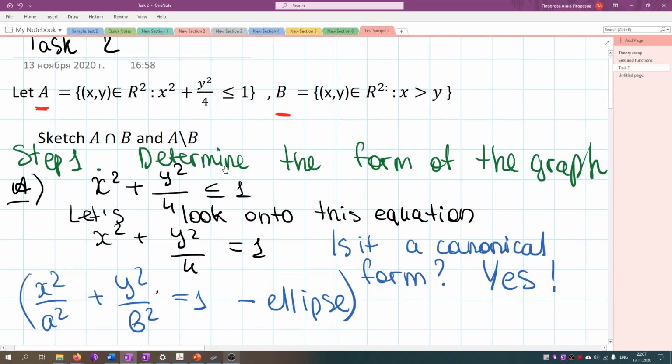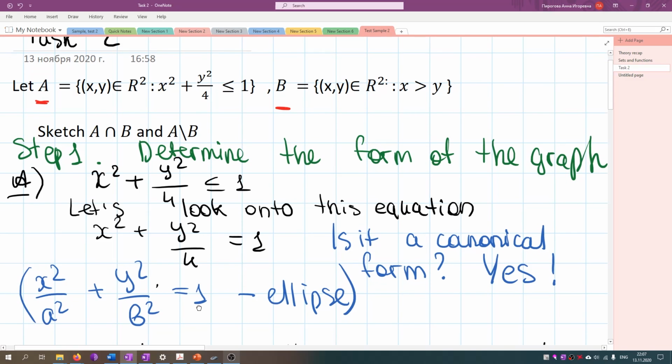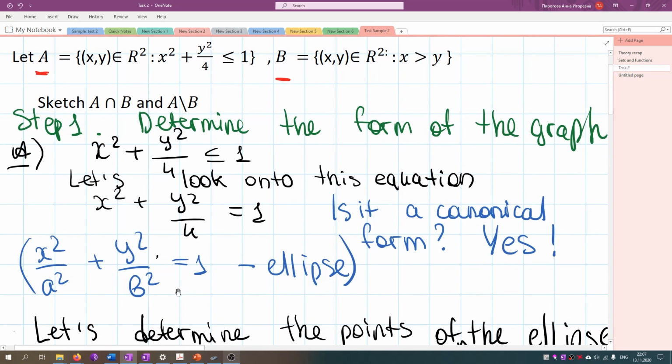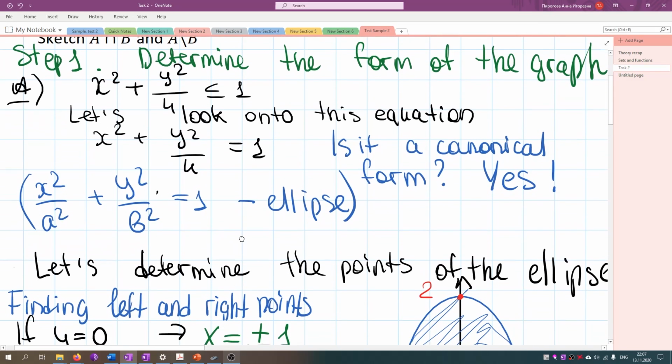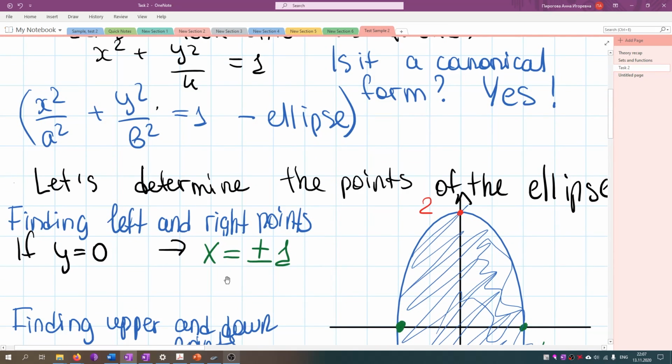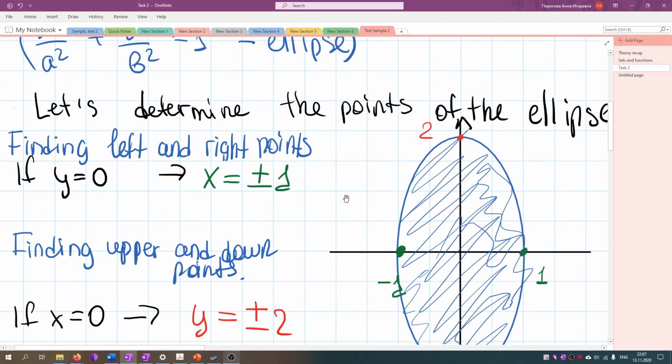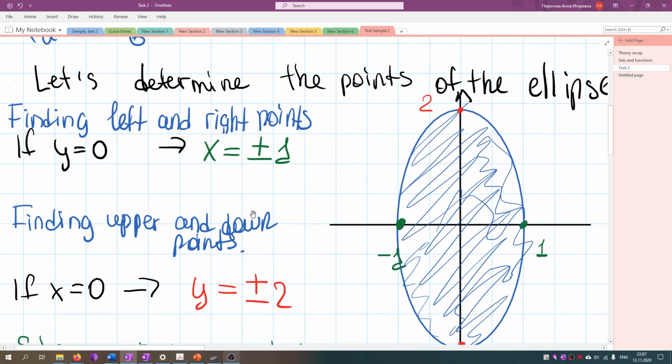So we just rewrite our inequality and look onto the equation. If you look carefully, you will see that it is a canonical form. And as you remember from the theory, this is the form of an ellipse. So now let's determine the points of intersection with the x-axis and y-axis. So let's find the left and right points of the ellipse.